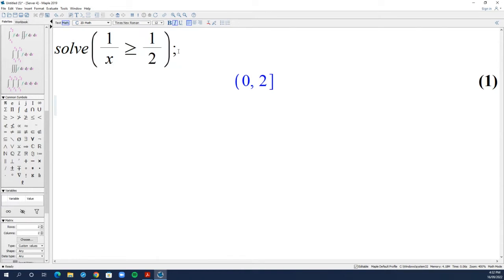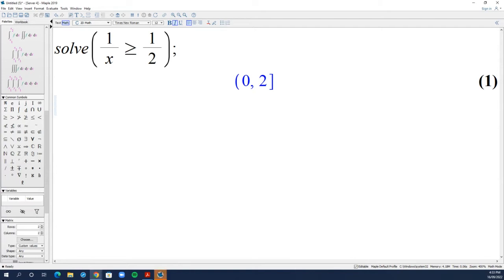what does that answer actually even mean? Can anyone tell me in the chat or otherwise? Maple's given us an answer in blue, but what is it? How could we interpret that? Let me know. What does this answer actually mean? Yeah, and I like your explanation. Yep, and Marco, x is between 0 and 2, exactly. 0 is not included, absolutely.